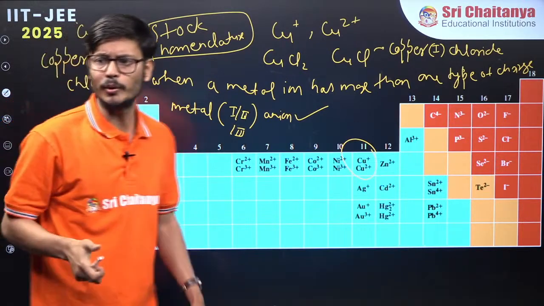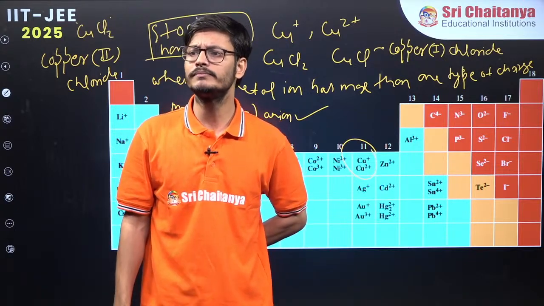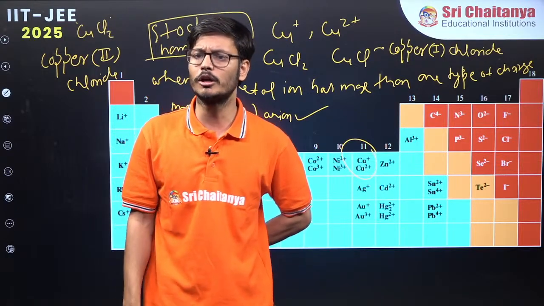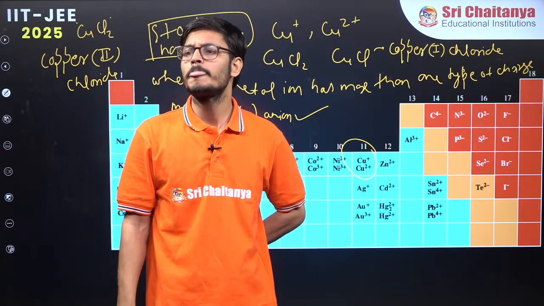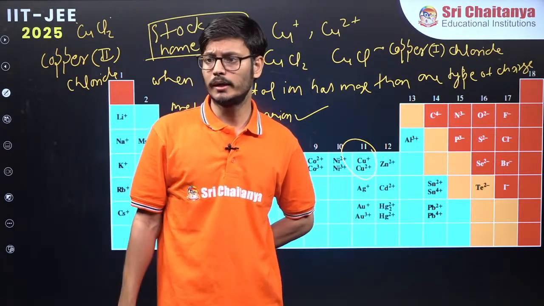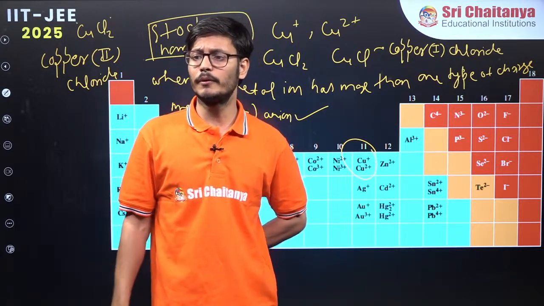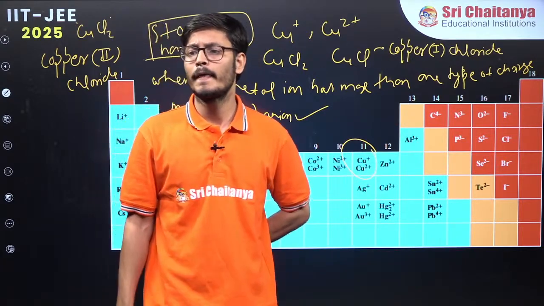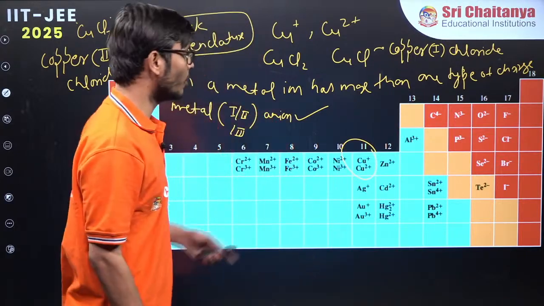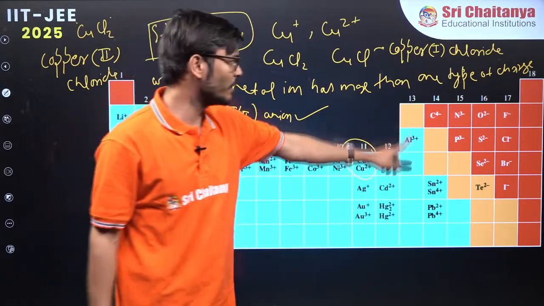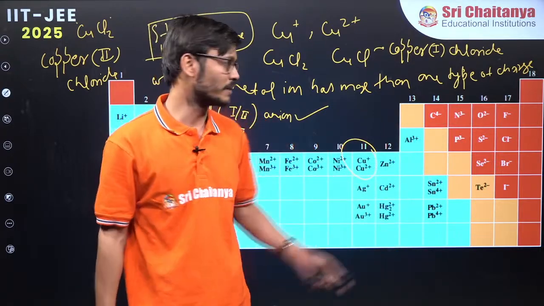Stock nomenclature clear to everyone? When it will be applied, give me a thumbs up. Just give me a thumbs up. No, CuCl2 only. Yes, copper(II) chloride. Very good. So this table is given to you. It will be uploaded. You read it once again.